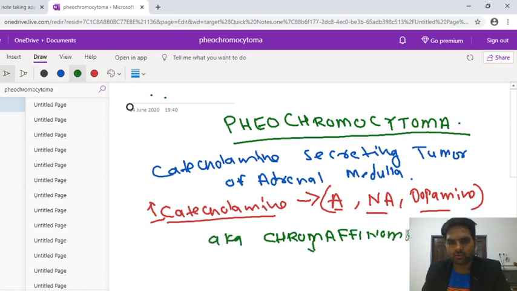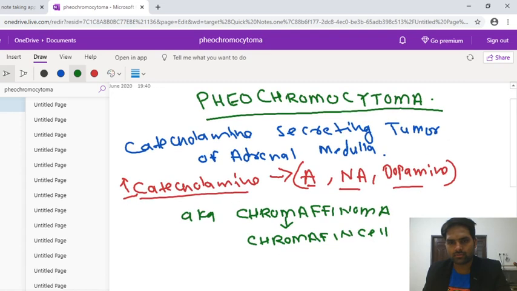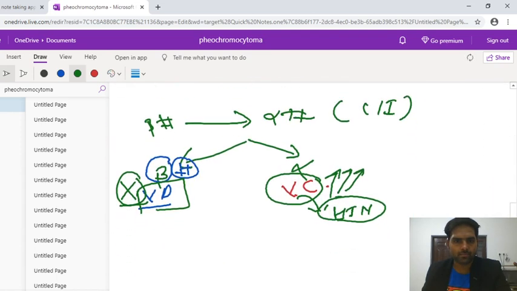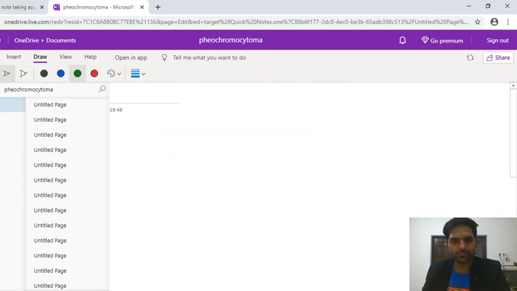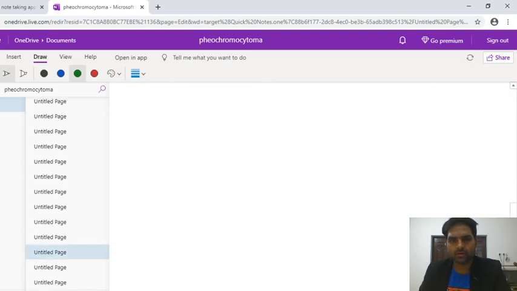Now why is it called chromaffinoma? Because this pheochromocytoma arises from the chromaffin cell. This is our chromaffin cell.